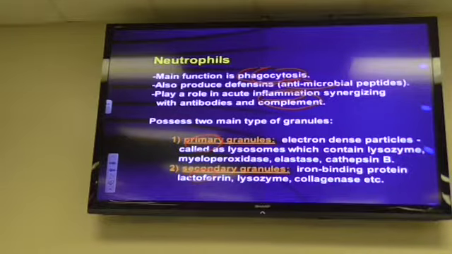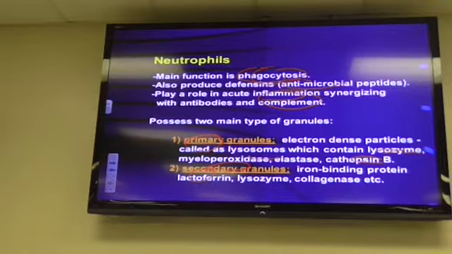But primary granules contain that lysozyme, which we'll talk about when we talk about innate immunity, which can act against the bacteria. And then there are a few other enzymes: myeloperoxidase, elastase, and cathepsin B. All these are enzymes that degrade the ingested bacteria. That's how they kill the bacteria, using these.